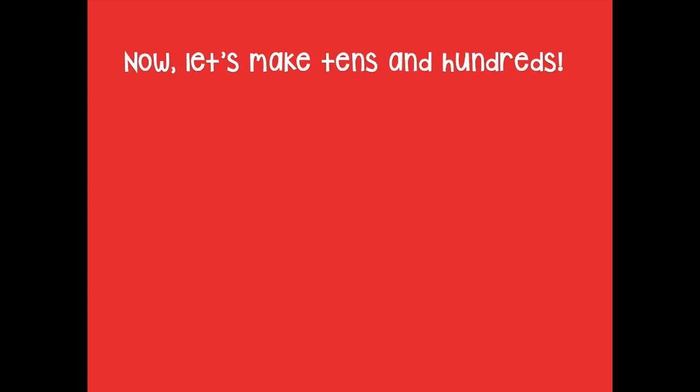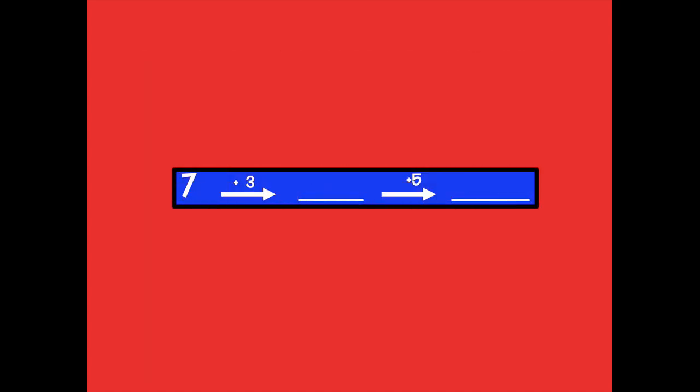Now let's make tens and hundreds. Okay, so we're going to break out some arrow ways here. Now, if I look at these numbers, if I have 7 plus 3, we need to fill in that blank. And then plus 5 more, we're going to fill in the second blank. Okay, so friends, what's 7 plus 3? That's 10, right? Then what's 10 plus 5? 15, you got it.